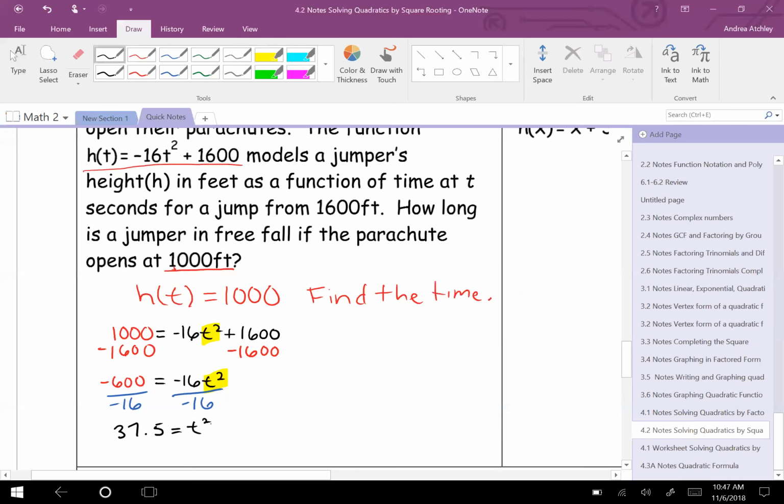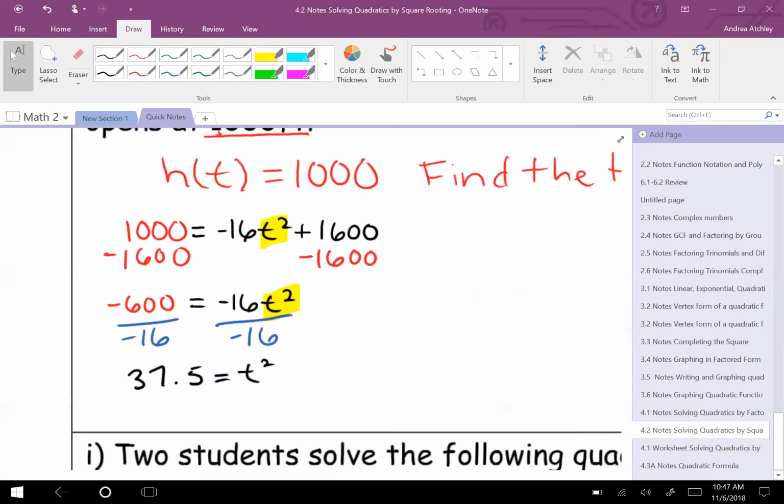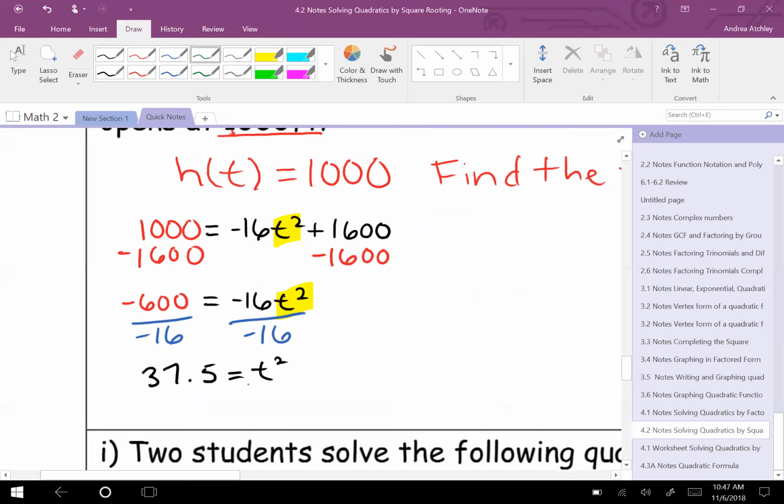Does anyone remember how do I get rid of a squared variable? Very good. The inverse of squaring something is to square root it. So if I square root one side, I have to square root the other. And I'm going to get t equals, and I get 6.12. What would my other answer be?